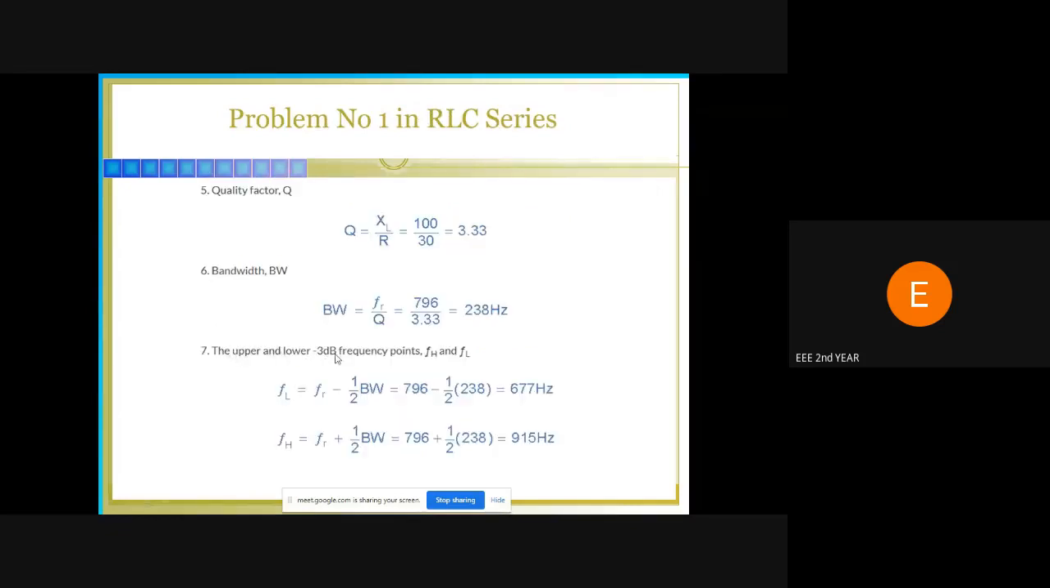And the last thing given in the question is to check the current waveform for all frequencies. Here it depends upon the upper and lower 3 dB frequency points, FH and FL. FH is the high frequency, FL is the lower frequency. We use the formula FL is equal to F1 minus half of BW, which is 796 minus 238 by 2. BW is nothing else than the bandwidth, that is 238. When you calculate this, the lower frequency level is 677 Hz, and for the higher frequency the only change is the sign change: lower frequency level is minus, higher frequency level is plus. So when you calculate this, you get 915. So this is only the variation between the two levels of frequencies.